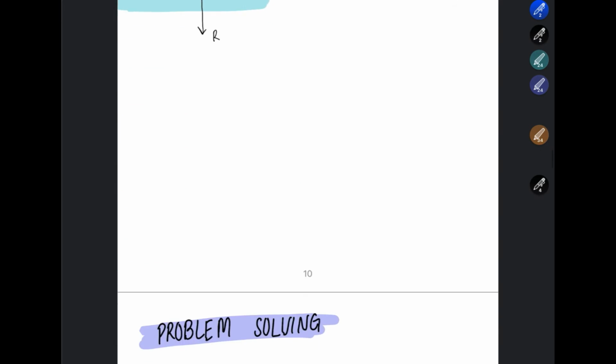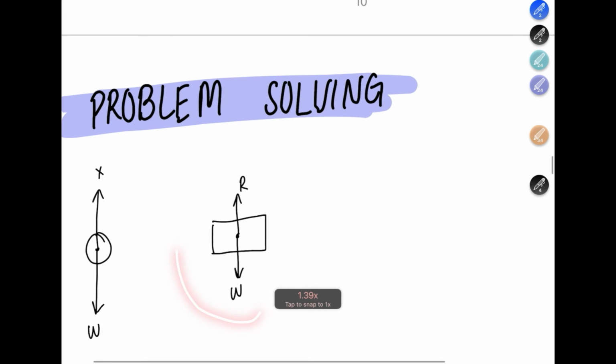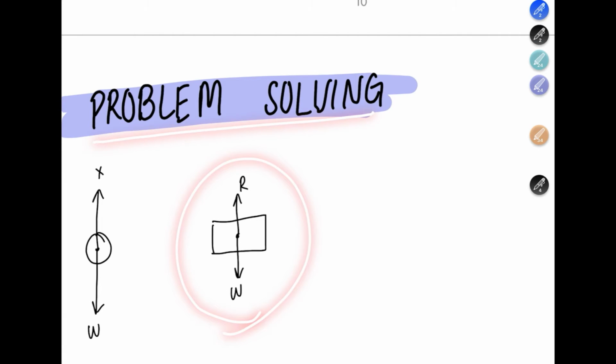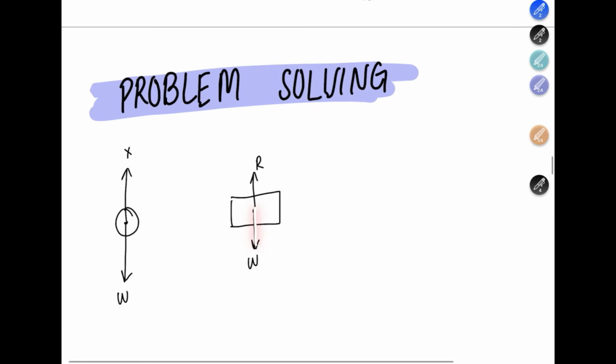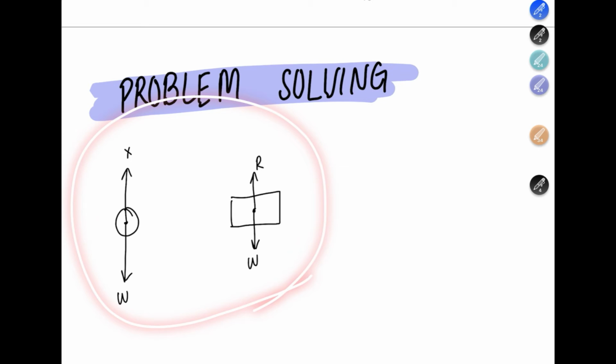But when you're generally drawing a diagram, for example something like this, and if you want to do some problem solving and solve some question, this is what you do. You mark the weight, which is down, and the normal contact force, which is up. And this is how you solve different problems, by drawing something called a free body diagram. You draw a rough diagram and draw the different forces that are acting on it.